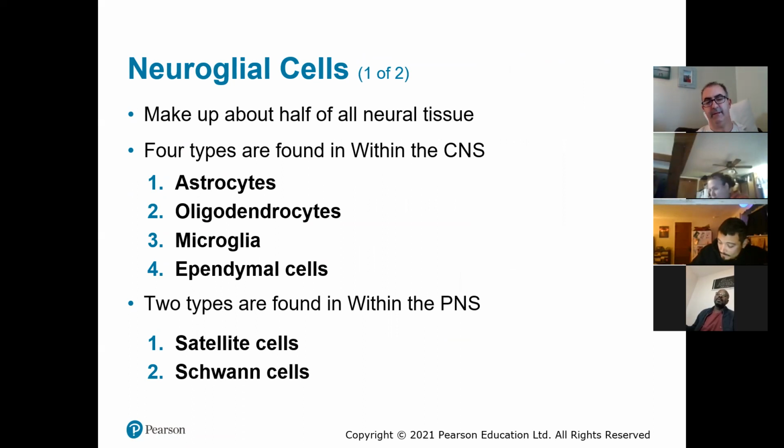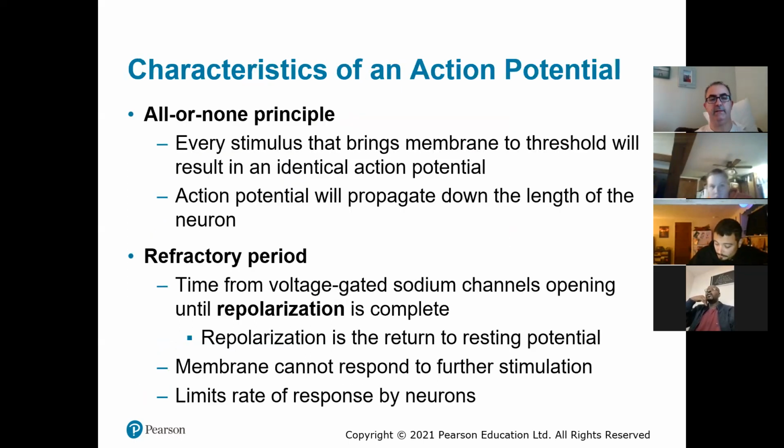The glial cells, there are different types of glial cells. They make up about half the neural tissue. So these are the cells that cannot send or receive signals. There are 4 types found within the central nervous system. They are astrocytes, oligodendrocytes, microglia, and ependymal cells. Okay, and then within the peripheral nervous system, you have satellite cells and Schwann cells.